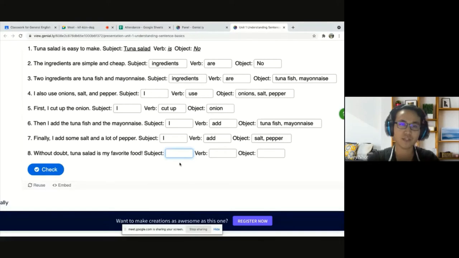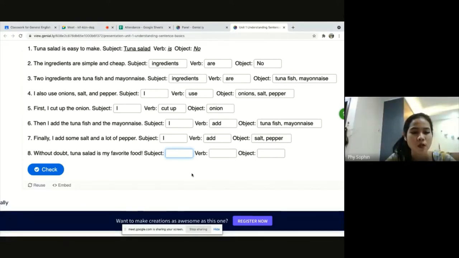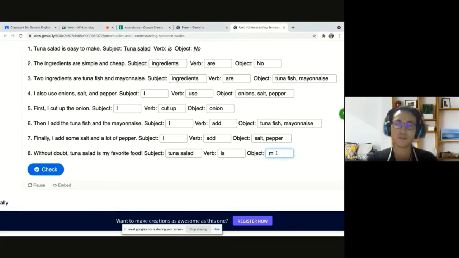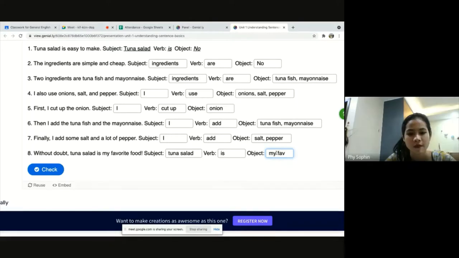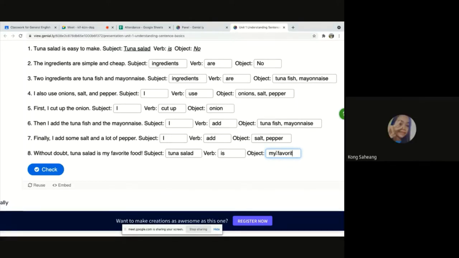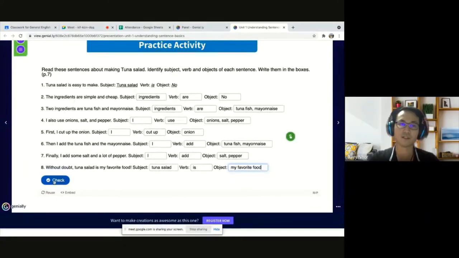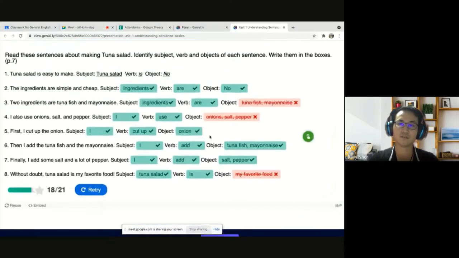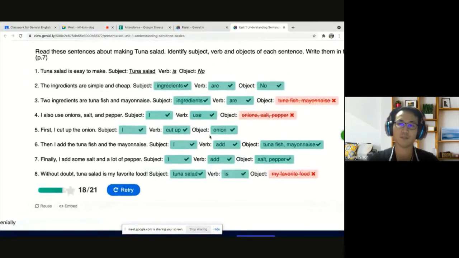Number eight: without doubt, tuna salad is my favorite food. So the subject is tuna salad. The verb is the word is. The object is food. My favorite food. Let's check. Okay. So why do we have a problem here?